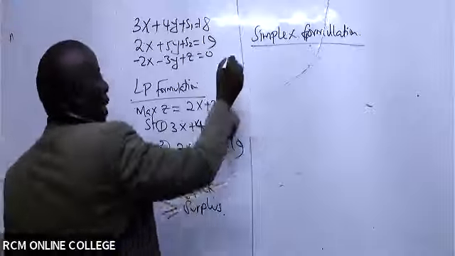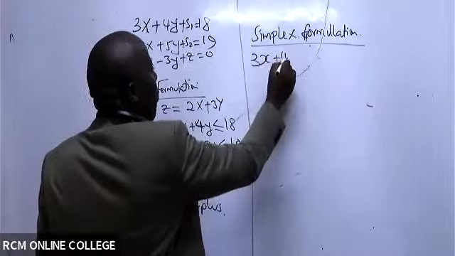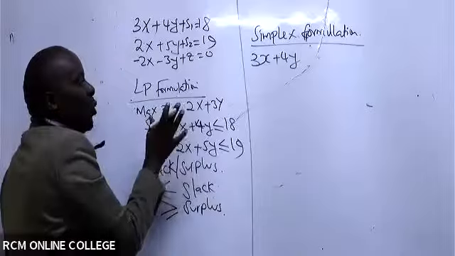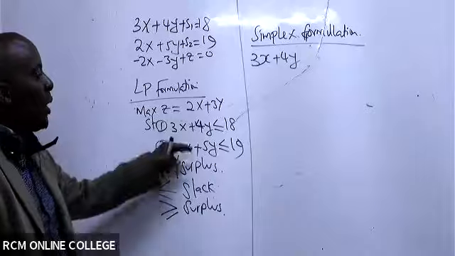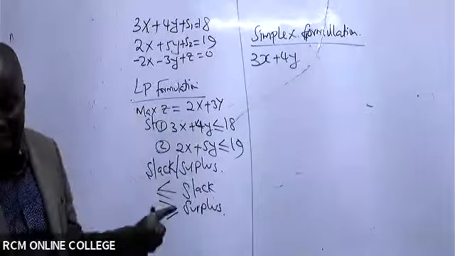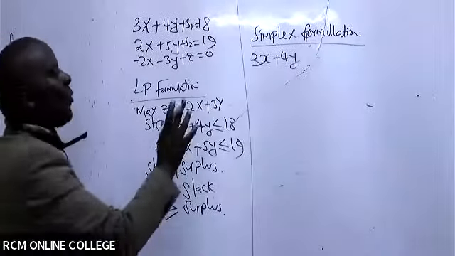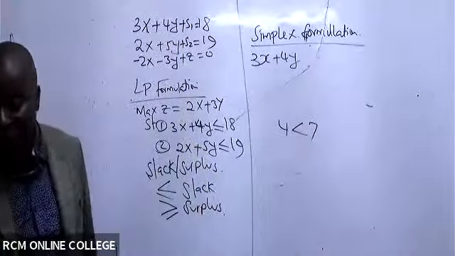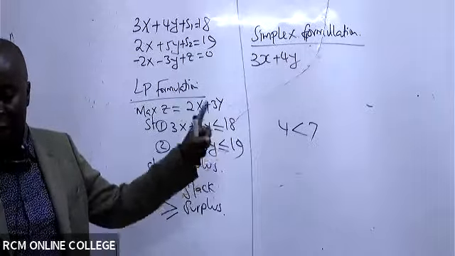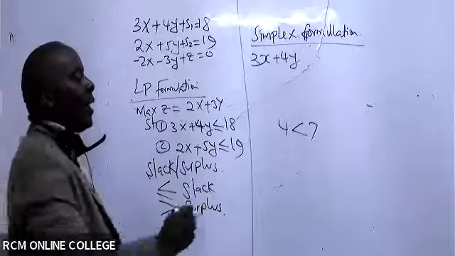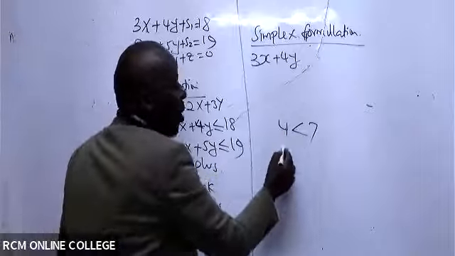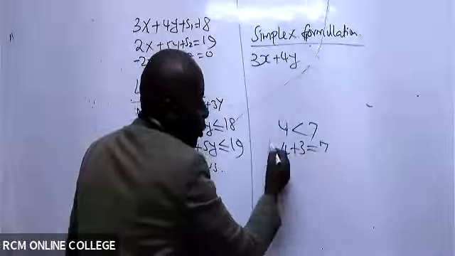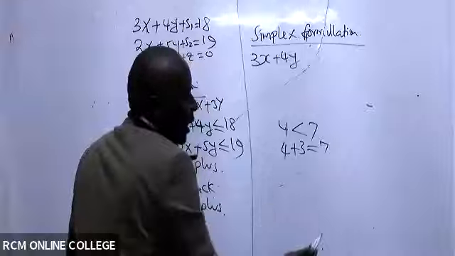So we shall talk over 3x plus 4y. You can see this is less or equal. When I'm doing the simplex formulation, I would want the left-hand side to be equal to the right-hand side. For example, 4 is less than 7, this is true. But if you tell me to make the two sides equal, then I'll say 4 plus the difference, 4 plus 3, and now the left-hand side equals the right-hand side.